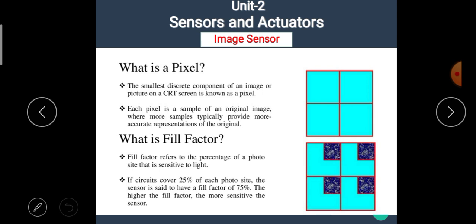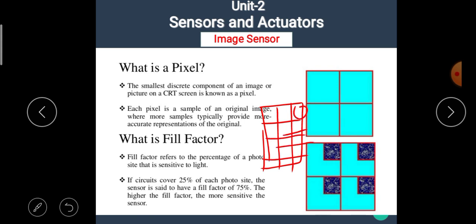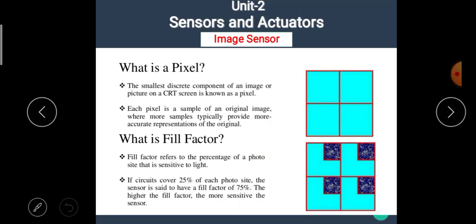That means, in other language, we can also say that the pixel is the smallest discrete part of the image. Consider, if this is the image, then this is the smallest discrete part of the image, and this box is known as 1 pixel, second pixel, third pixel, fourth pixel, etc. That means our image is divided into a number of boxes. Each box represents 1 pixel. Okay, I hope you all understand what is pixel.